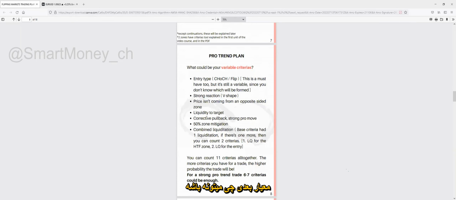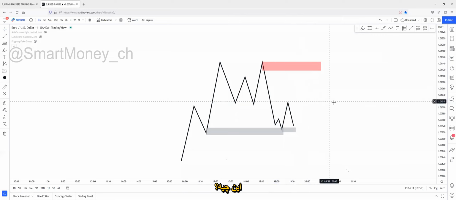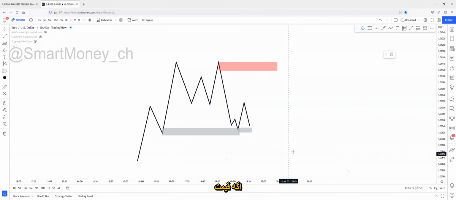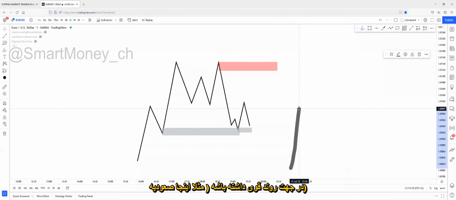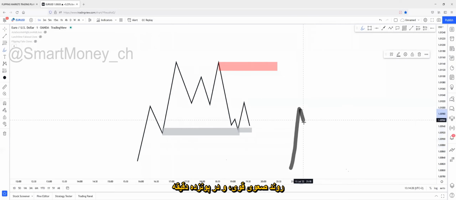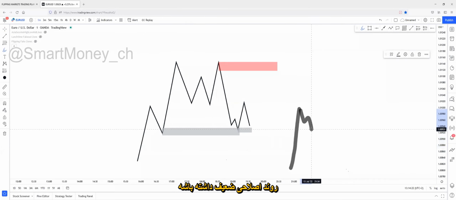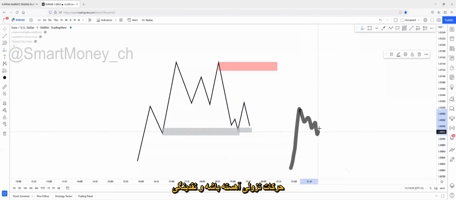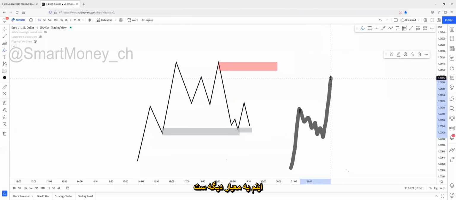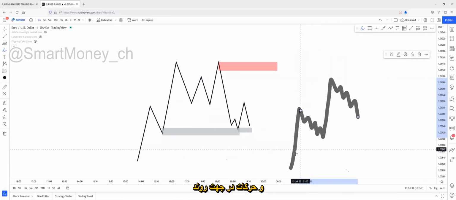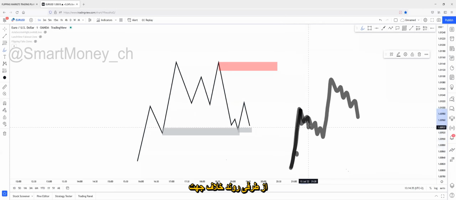What could be another criteria? Corrective pullback, strong pro move. Okay, what is this? So if price creates strong pro movements, so the bullish movements are strong, and the 15-minute movements, so the pullback movements, so the bearish movements are slow liquidity building movements, this will be another criteria. This is another criteria because basically you're following the pro trend, and the pro trend movements are showing impulsive movements, and the counter trend movements are showing low impact, slow, not really strong movements.